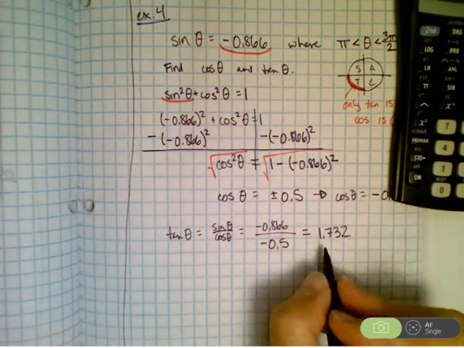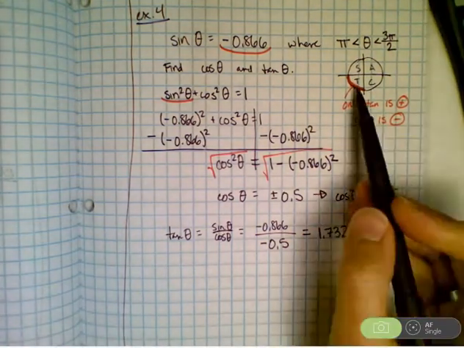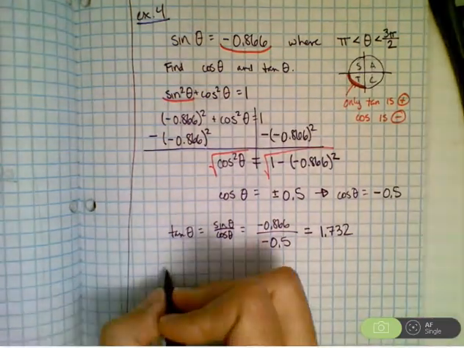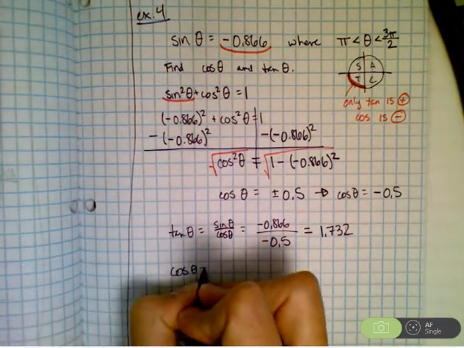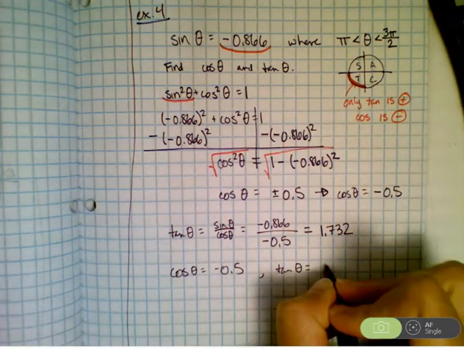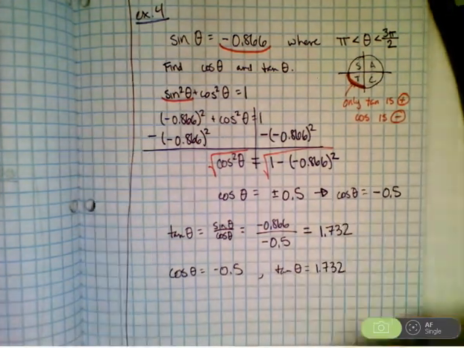1.732. Notice that that's positive. We're in this quadrant, so my tangent should be positive. So I know now my cosine is negative 0.5 and my tangent is 1.732.